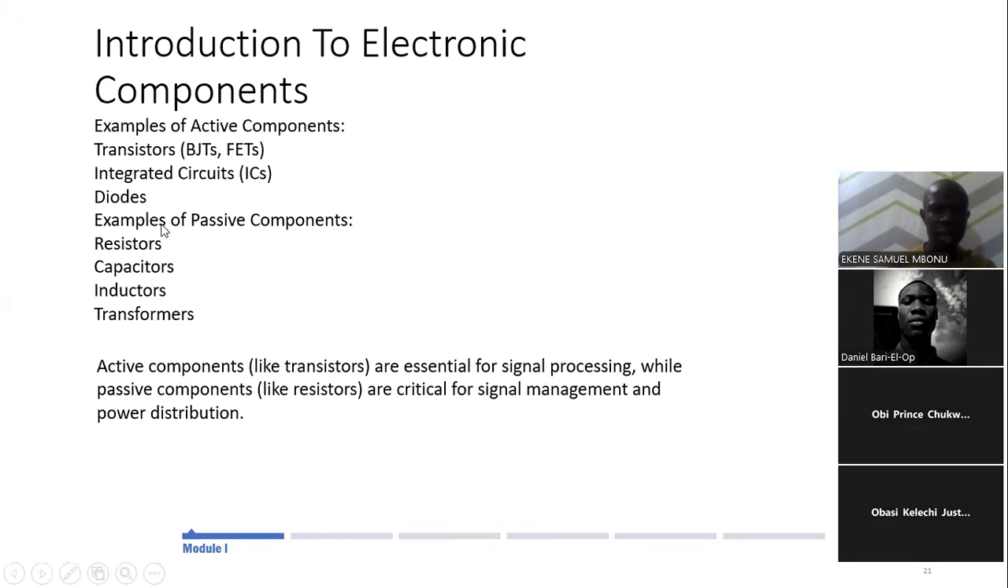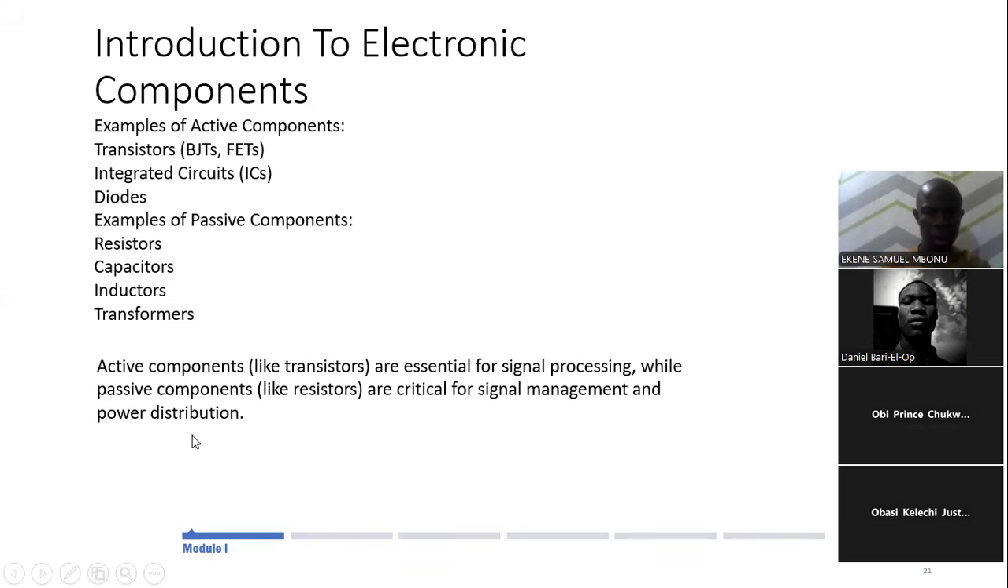Examples of active components. Another person, read what is on the screen. Okay, my name is Bayob Daniel. Go ahead. So examples of active components, we have transistors, BJTs and FETs. We have integrated circuits, ICs, and diodes. Examples of passive components, we have resistors, capacitors, inductors, and transformers.